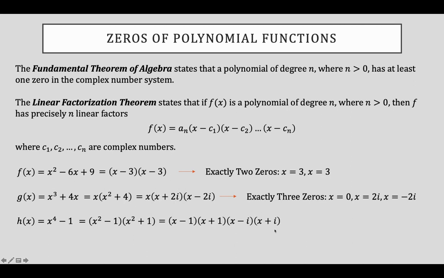So how many zeros do we have? We have exactly 4 zeros. X equals 1, x equals negative 1, x equals i, and x is equal to negative i.